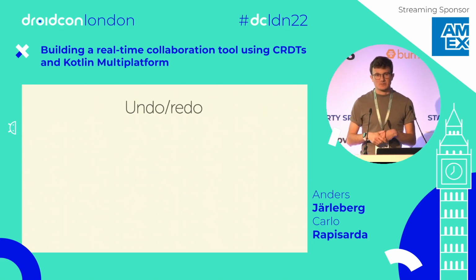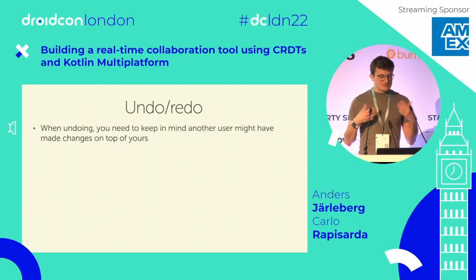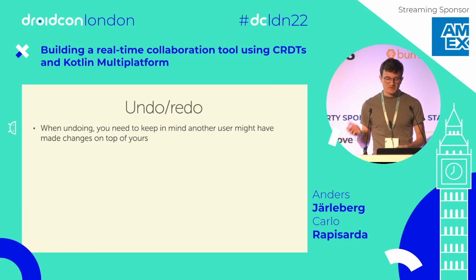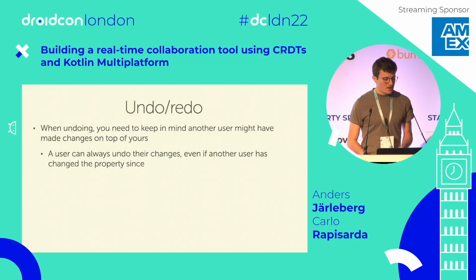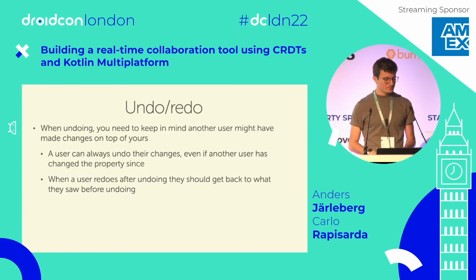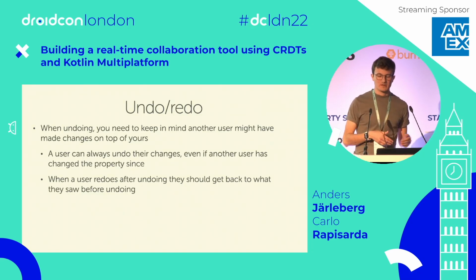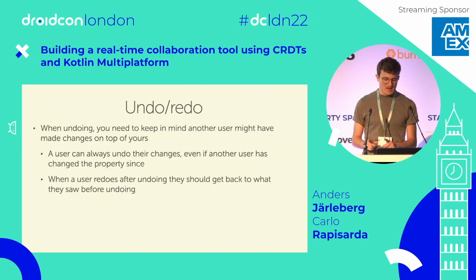Another feature we wanted was undo, redo, but how this should work is not straightforward in a collaborative context. When a user wants to undo, there might be other changes on top of theirs made by other users. However, we always want them to be able to undo, and this might mean undoing changes made by other users. They should always be able to get back to what they saw before, which might mean also redoing changes from other users. So you can imagine how this can get quite tricky. Figma has an excellent blog post on this that I highly recommend.